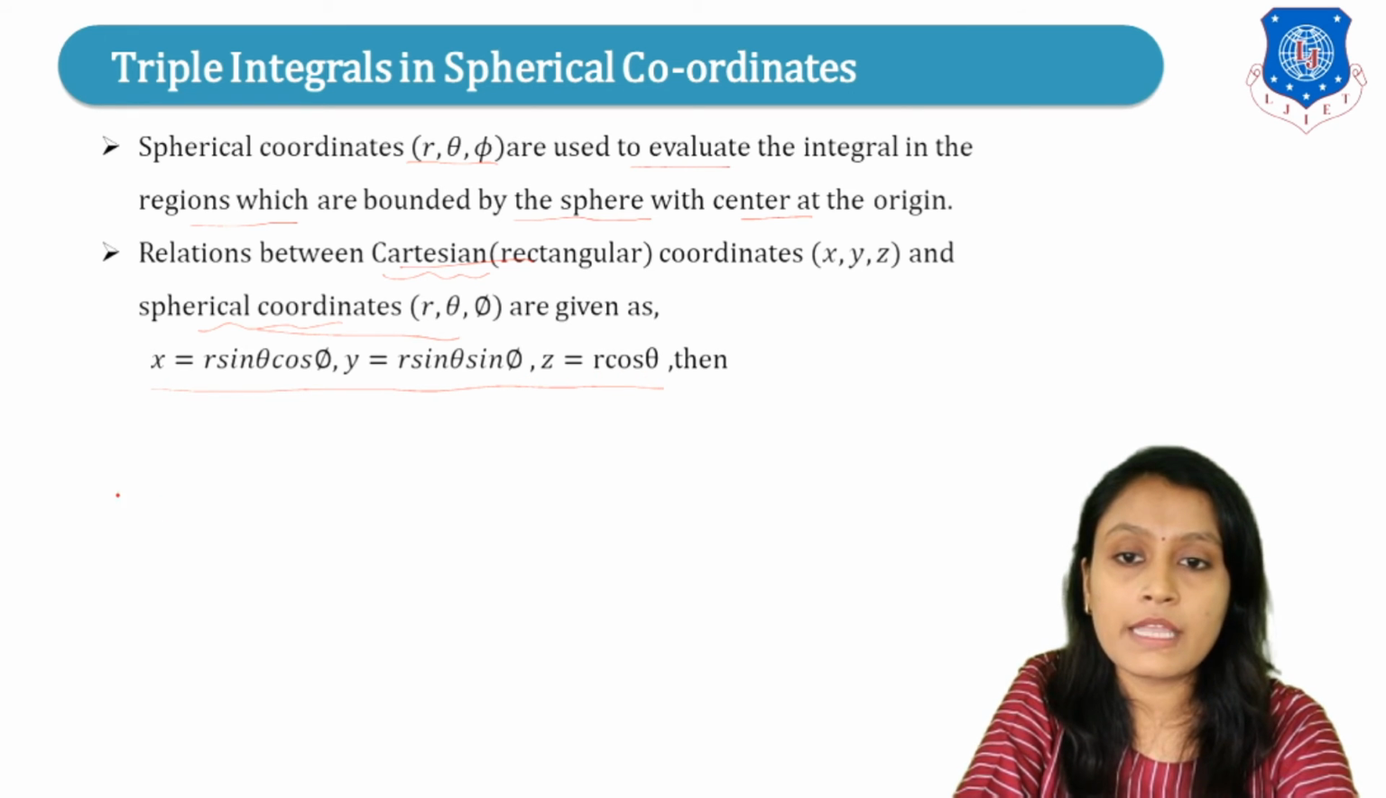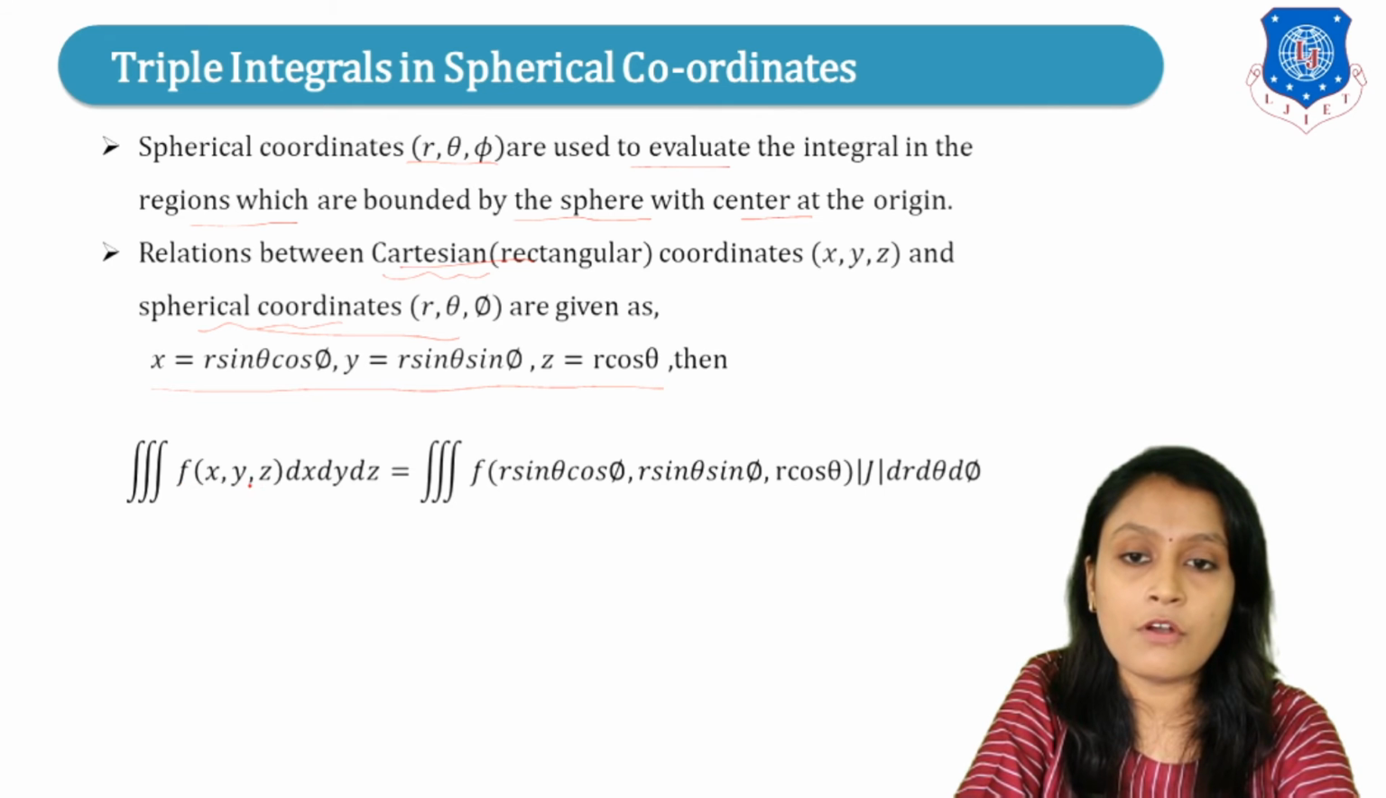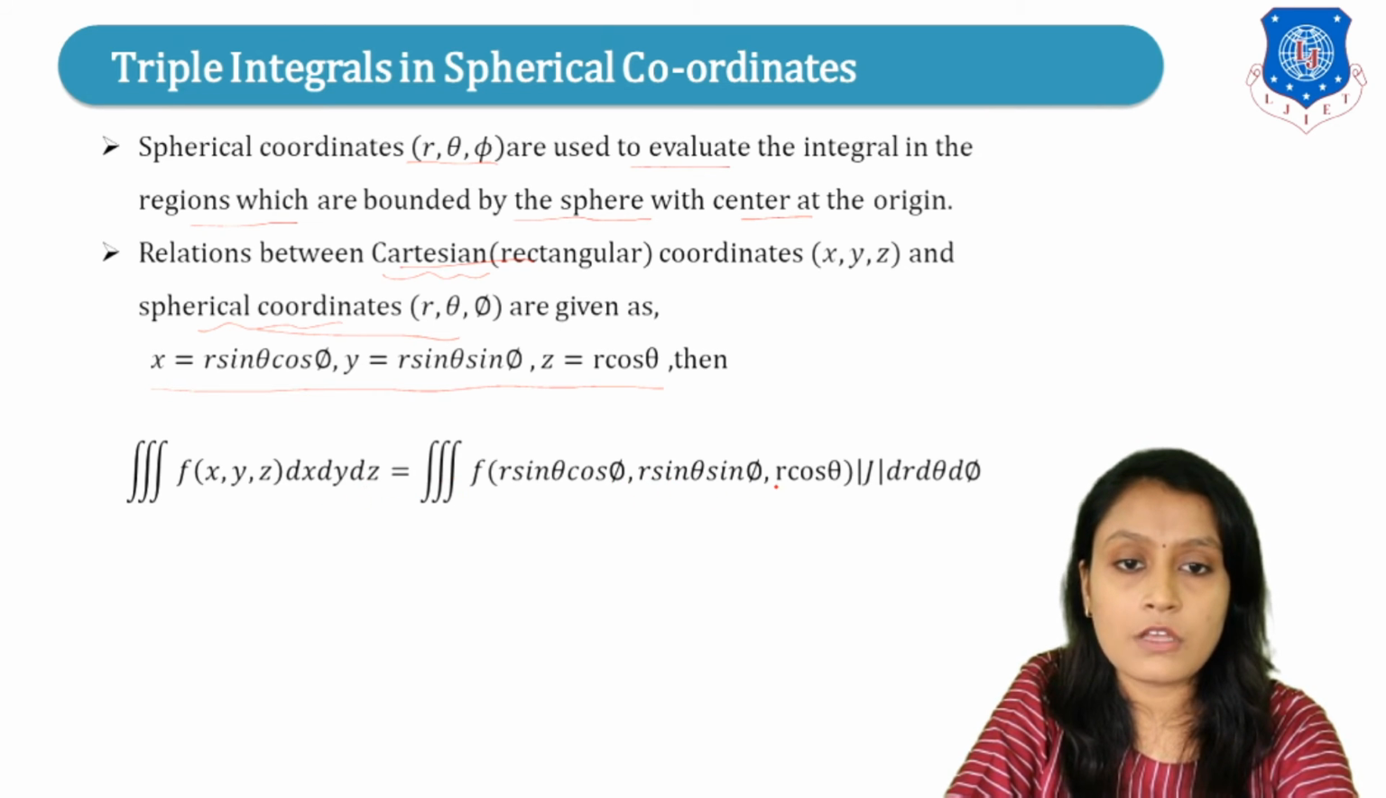Okay, so you will get this triple integration f of x y z dx dy dz is equal to triple integration f of, in place of x what we have to write? r sin theta cos phi, comma, in place of y r sin theta sin phi, and in place of z r cos theta, into this Jacobian dr d theta d phi.